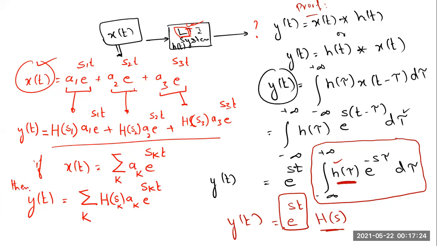So this is the advantage of representing the signal as a linear combination of complex exponentials. And when we use such a signal as input to the LTI system, we can easily represent or calculate the output of our LTI system.